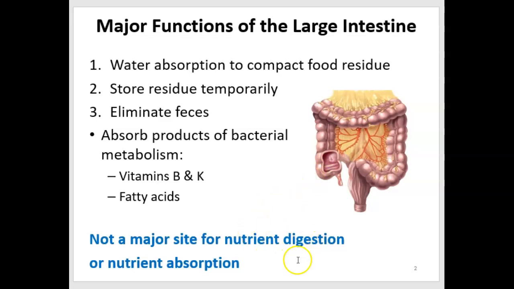No digestion takes place in the large intestine except for what the bacteria do. There are no enzymes in the large intestine. And in general, by the time the food residue reaches the large intestine, there's very little nutrients available. Some undigested carbohydrate, and the bacteria can use that to fuel the production of these vitamins and fatty acids.